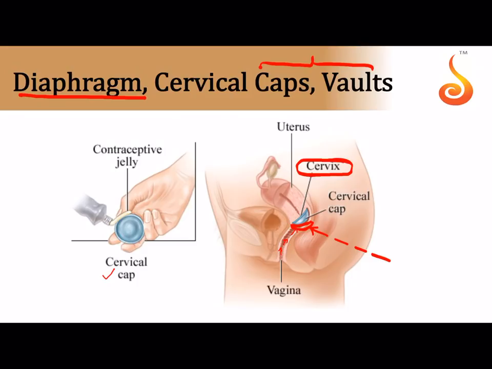Okay, so here you can see how it is a structure made up of flexible thin rubber. It acts as a barrier. It blocks the entry of the sperm into the cervix, and thus it prevents the process of fertilization. Clear?